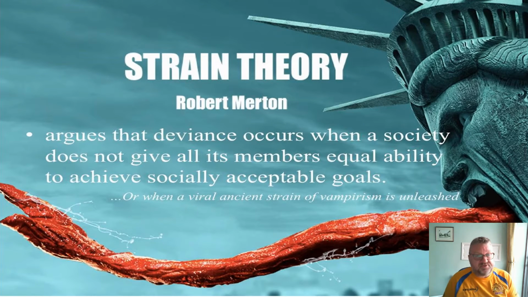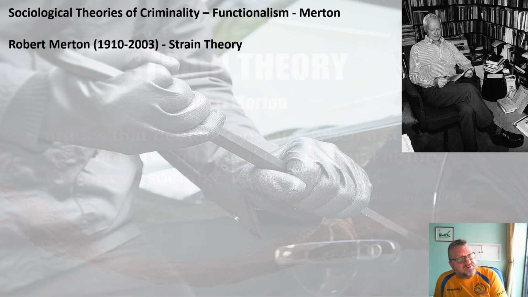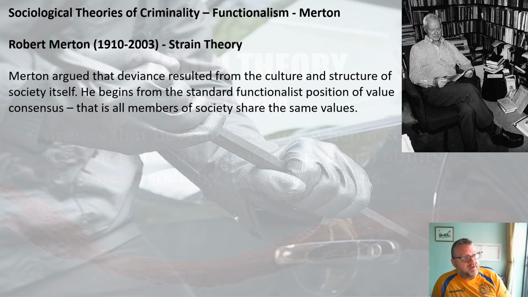And that then brings us on to another functionalist, which is Robert Merton. And really Merton is linked to his theory, which is called strain theory, which argues that deviance occurs when a society doesn't give all its members equal ability to achieve socially acceptable goals. So, there's Robert Merton, 1910 to 2003, and strain theory is what he came up with. So he argues that deviance results from the culture and structure of society itself. So he starts from a standard functionalist position of value consensus, which is that all members of society share the same values. There's a consensus on what is and what isn't the right thing to do within a society.